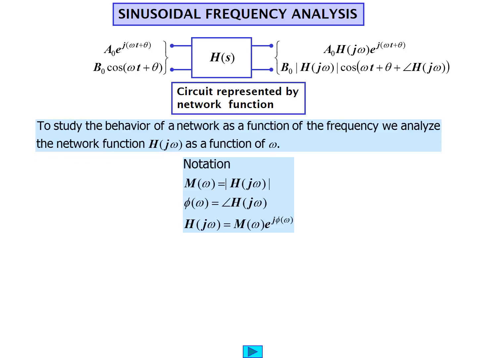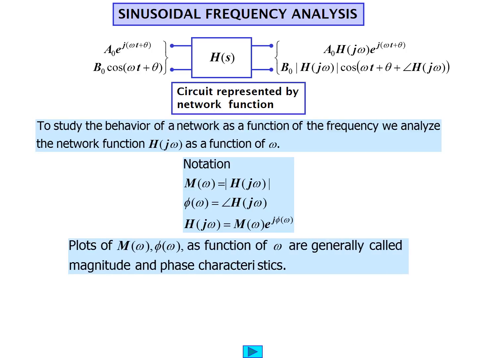The notation that we're going to use, for example, is M of omega, the magnitude, which is the magnitude of H of j omega, and phi of omega is the angle of H of j omega. Or, if you will, H of j omega is M of omega e to the j phi of omega. That's just a way of representing the system function, the network function.